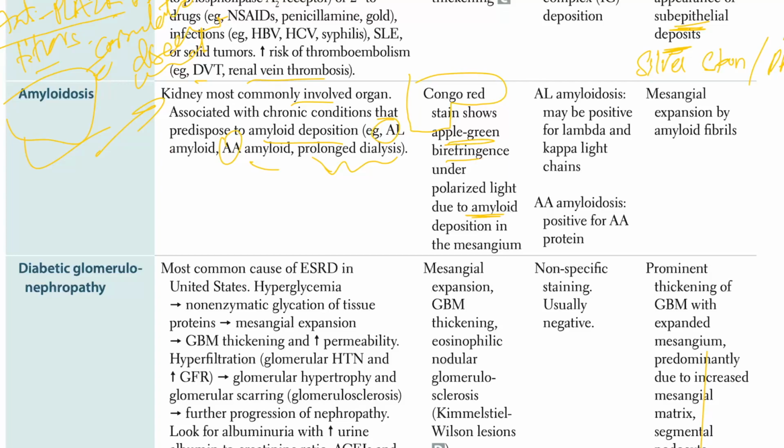mesangium. So what is the Congo red going to show you? Apple-green birefringence under polarized light. Deposition where? In the mesangium. AL amyloid may be positive for lambda and kappa light chains. AA amyloid is positive for AA protein. Mesangial expansion by amyloid fibrils. Okay, so that's pretty much all we have for amyloid.